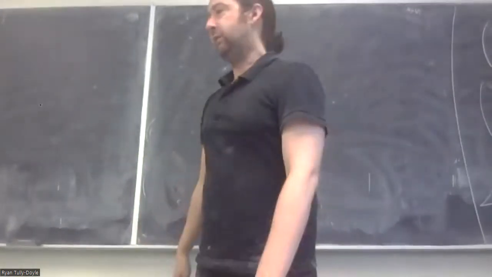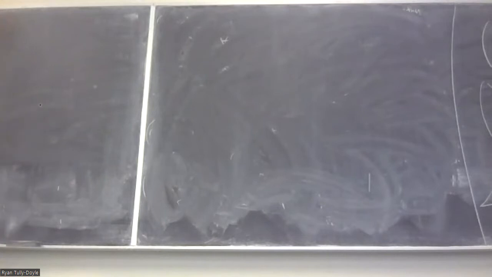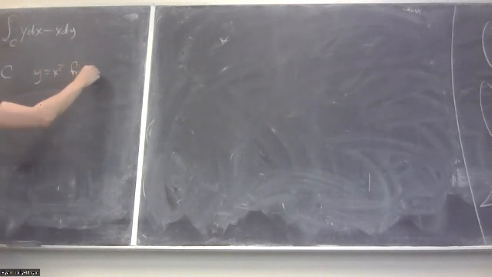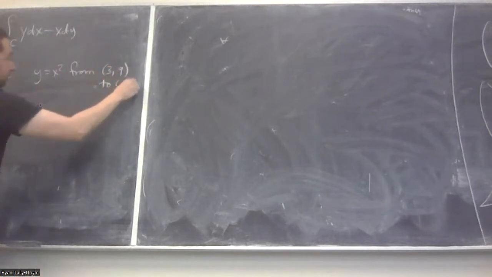I want to start today with an example of how to work with one of these Green's theorem type problems. So what's the actual exercise? Evaluate the integral over C of y dx minus x dy, where C is the portion of the parabola y equals x squared from (3, 9) to (0, 0).